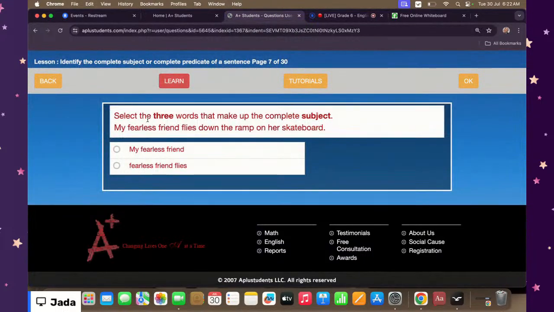All right, so the three words that make up the complete subject. Thank you, everyone. What are the three words here? My fearless friend flies down the ramp on her skateboard. Which one? What's the complete subject here? Option one, my fearless friend. Okay, great.